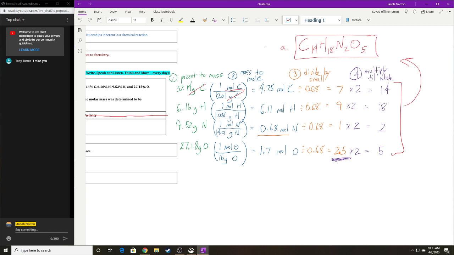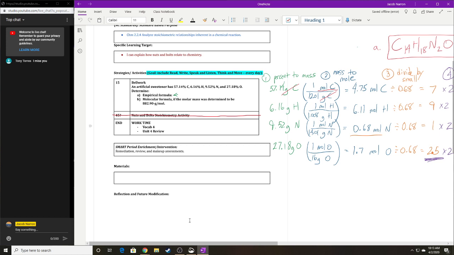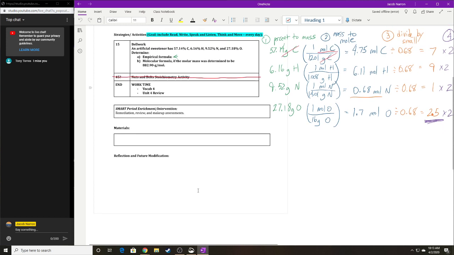Let's take a look at part B. So part B over here, it says the molecular formula, if the molar mass was determined to be that huge number right there. Daggone, that's a lot of grams per mole. Whenever you're doing molecular formula type problems, you're going to end up having your empirical molar mass, and you're also going to have your experimental molar mass. That means, like, in a lab, they determined the molar mass to be whatever it is. And for this problem, they're giving it to you.